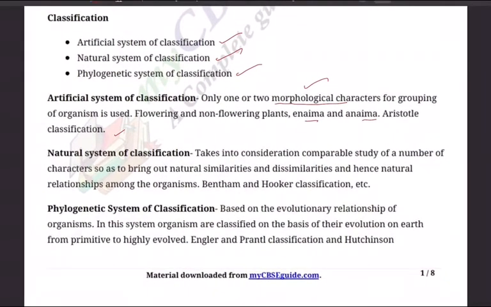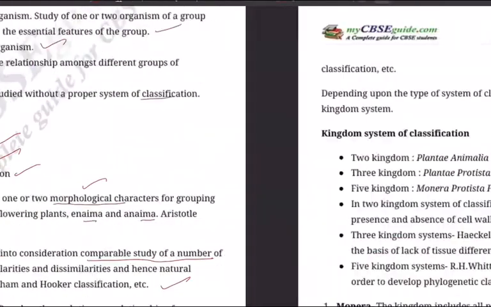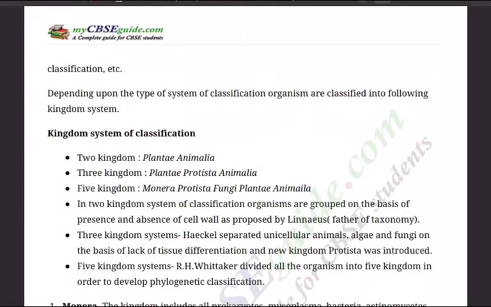What is the natural system of classification? It takes into consideration a comparative study of a number of characters so as to bring out natural similarities and dissimilarities, and hence natural relationships among organisms. It was created by Bentham and Hooker. And then phylogenetic, phylogeny meaning evolutionary relation. In this system, organisms are classified on the basis of their evolution on Earth, from primitive to highly evolved organisms. Engler and Prantl's classification and Hutchinson's are very famous ways of doing it. Then, depending upon the type of system of classification, organisms are classified into the following kingdom system.